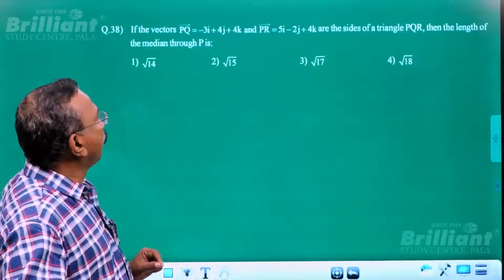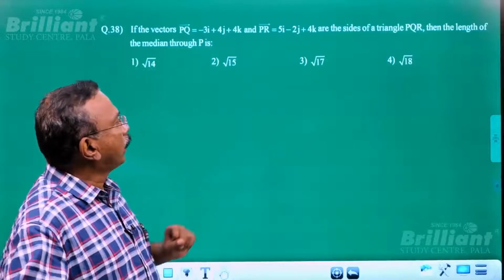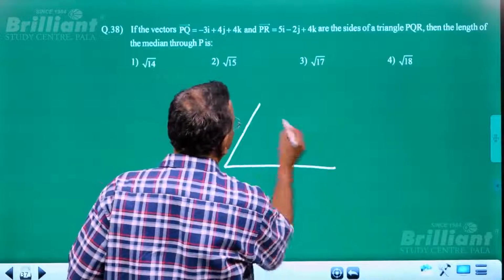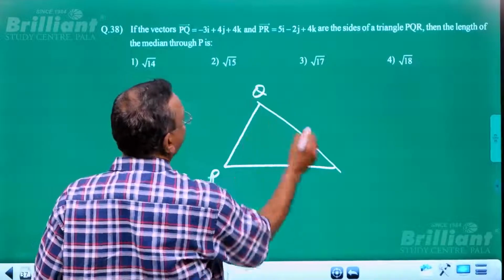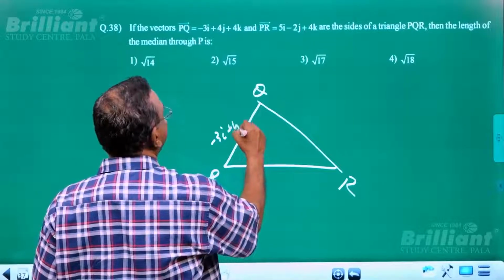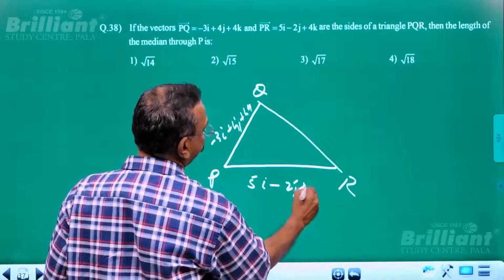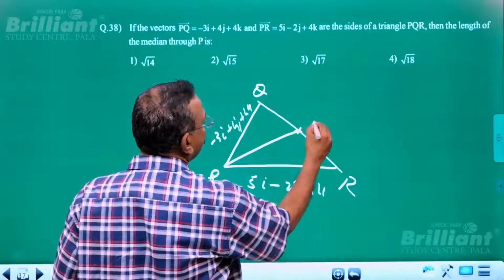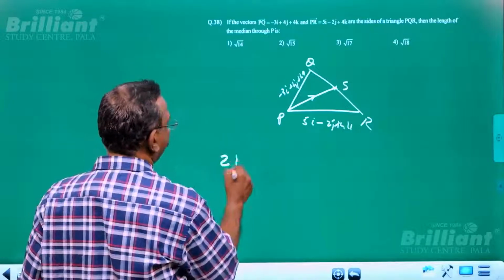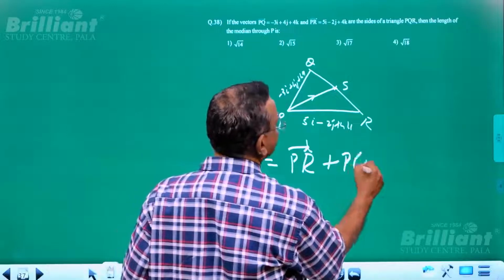If the vectors PQ is equal to -3i + 4j + 4k and PR is equal to 5i - 2j + 4k are sides of a triangle PQR, then find the length of the median through the point P. So here there is a triangle PQR, with PQ as -3i + 4j + 4k and PR as 5i - 2j + 4k. If the median meets QR at S, then how do we find PS? We already discussed that 2PS is equal to PR plus PQ, the sum of the two sides.